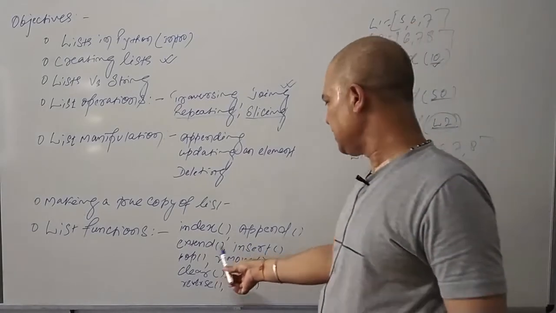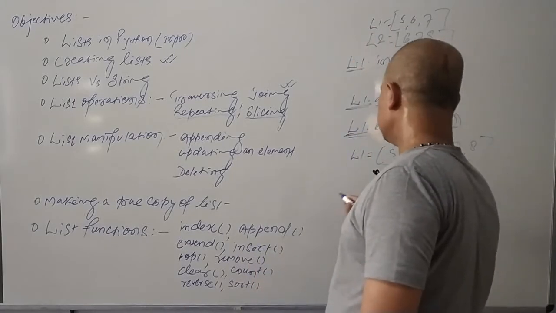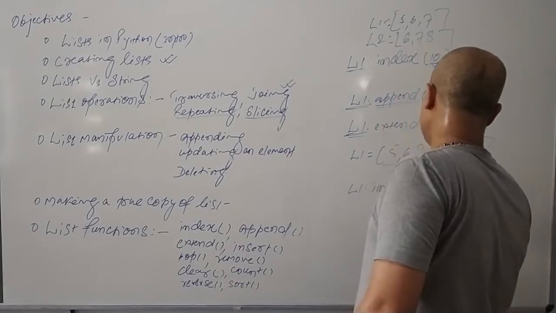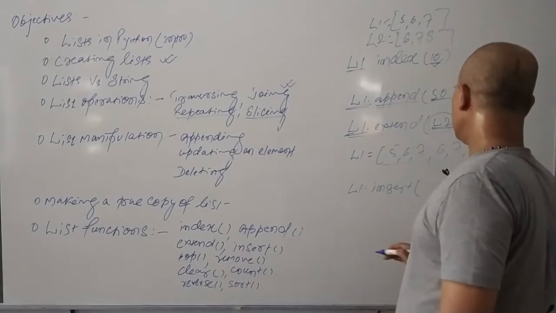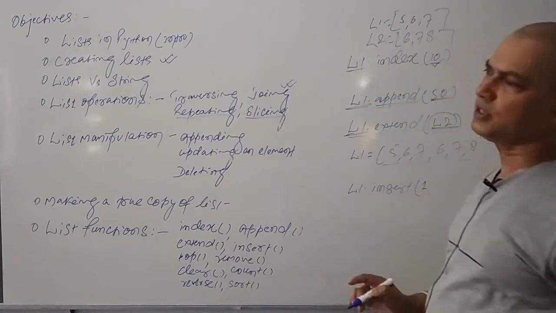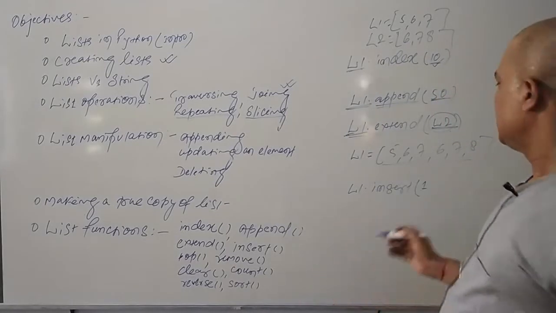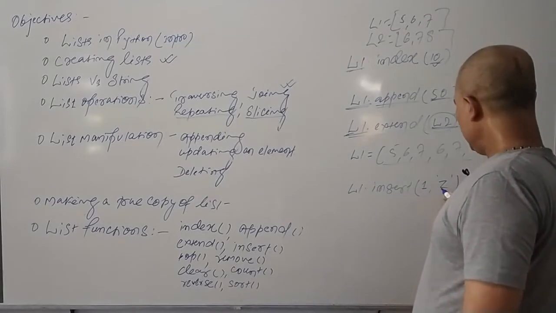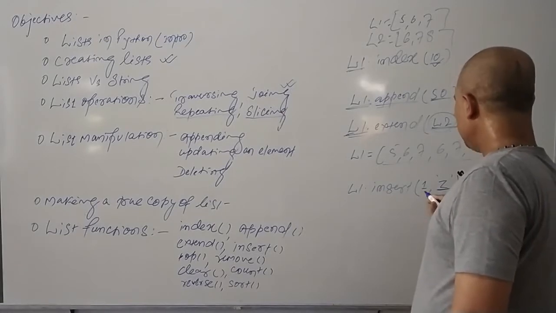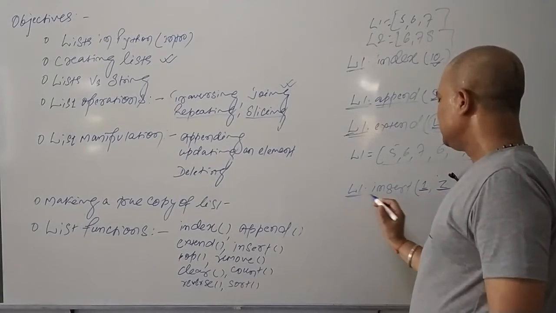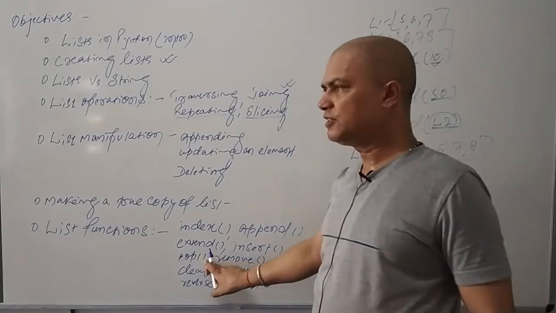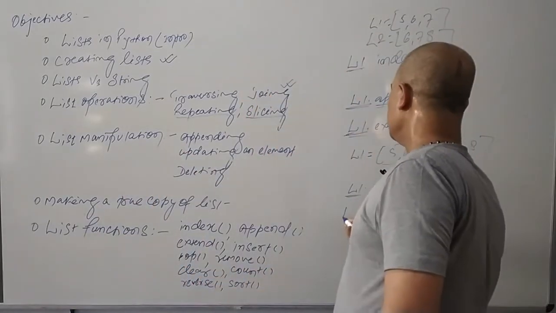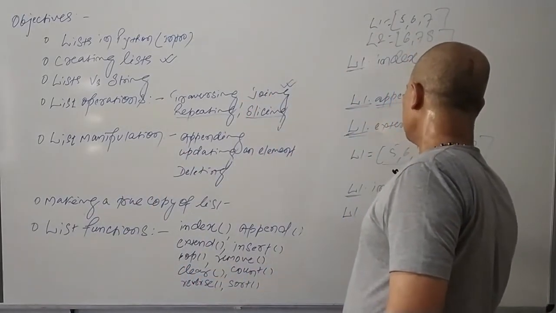This is what extend is. Insert method simply inserts an element, L1 dot insert. You can use two parameters here. One is the index position, that is 1, suppose 1 means the second index, and then you mention suppose Z as an element. So what will happen? It will insert the element Z at the second position of the list L1. This is how to insert. The pop method simply deletes an element from the list. And to use the pop, you can say L1 dot pop.